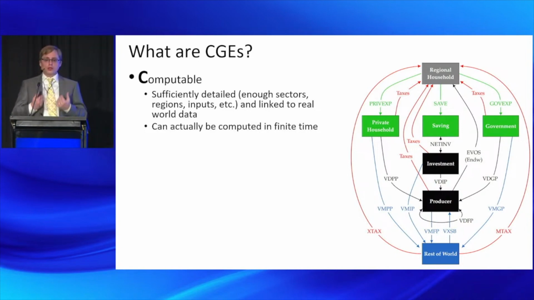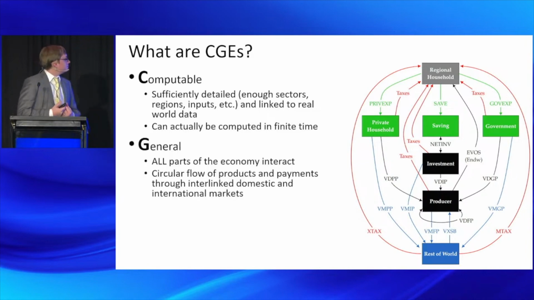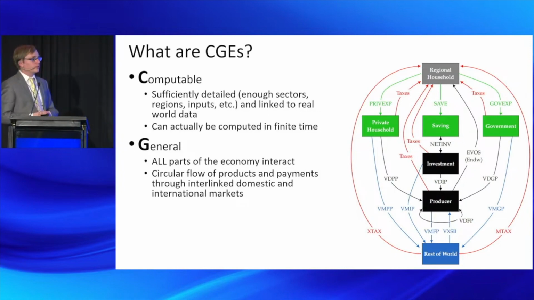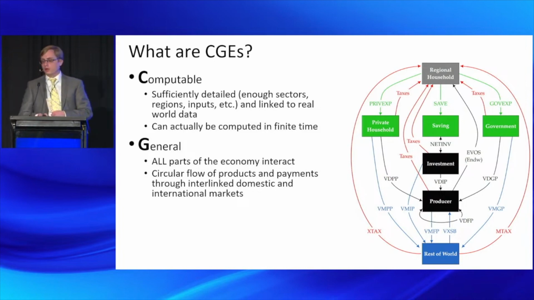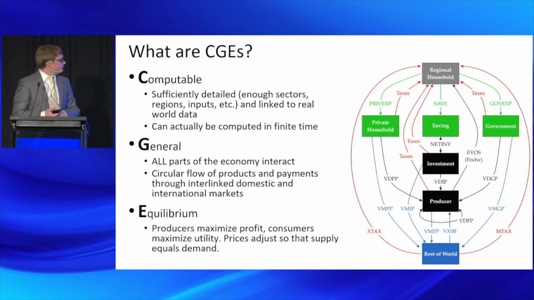So here I'm emphasizing, we're going to solve this in numeric terms, not by solving some sort of dynamic programming approach. This is going to solve it numerically. It's general, though, in the sense that all the parts of the economy interact. We have the circular flow. I've got this chart here that is just a particular example of how the variables in GTAP flow among different parts of the economy. And it's equilibrium, where all the basic good stuff of economics holds: producers maximize profits, consumers maximize utility, and prices adjust until all of our markets clear.